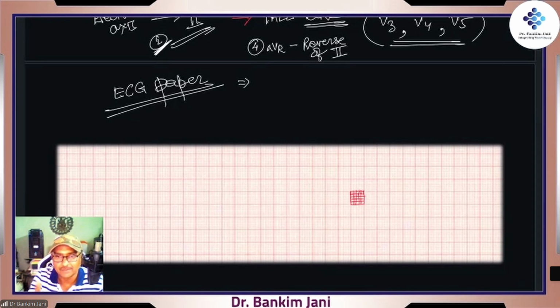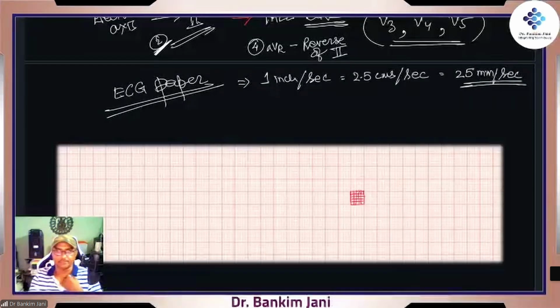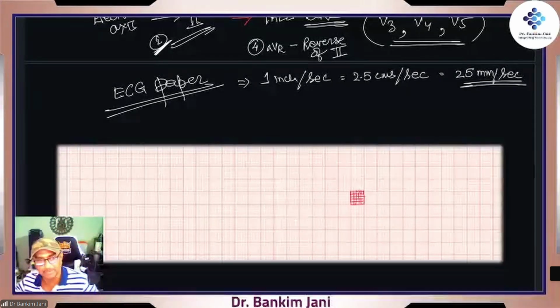1 inch per second. Right? Remember, it is 1 inch per second. 1 inch is 2.5 centimeters per second. 2.5 centimeters is 25 millimeters per second. This is internationally fixed, right? For any of the machines, this is fixed. So 25 millimeters per second, that much the paper is moving.